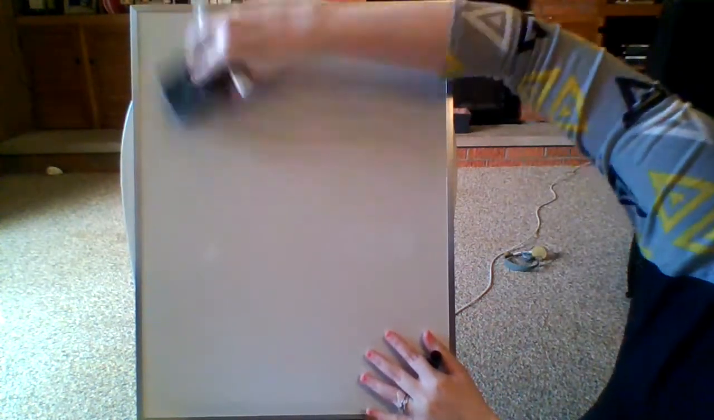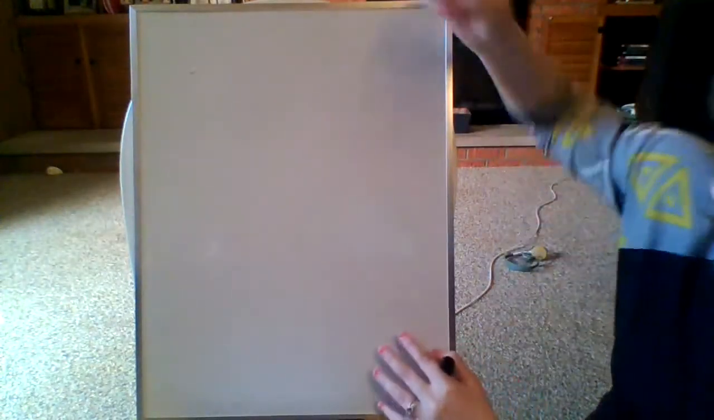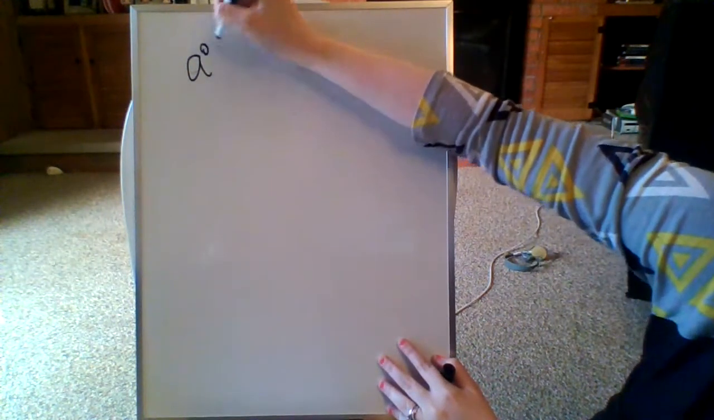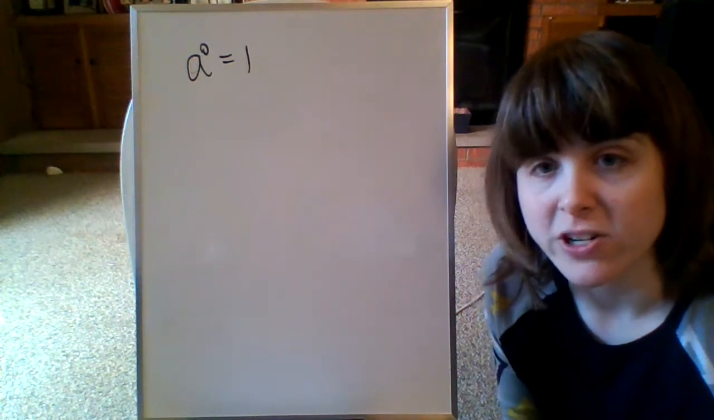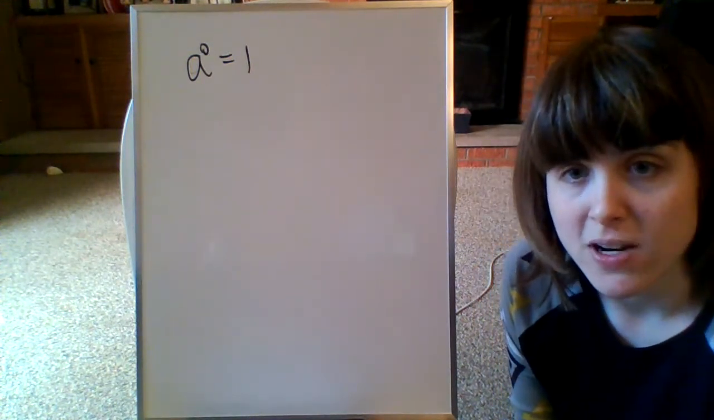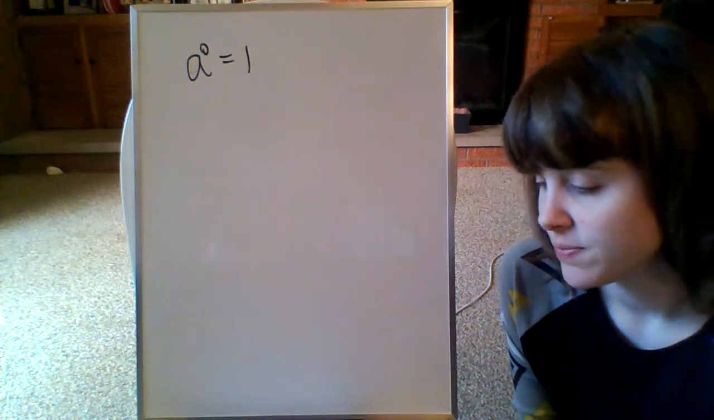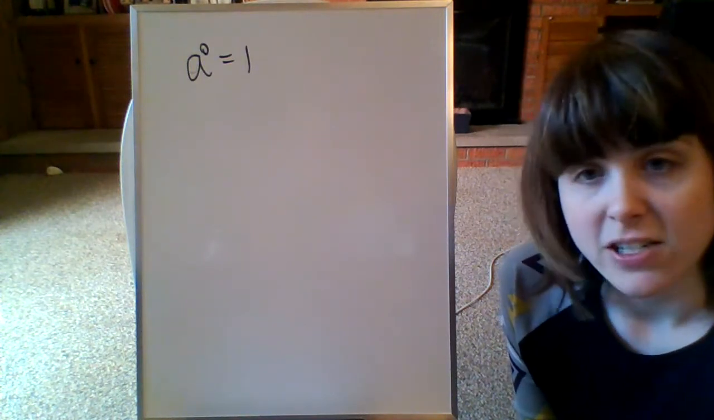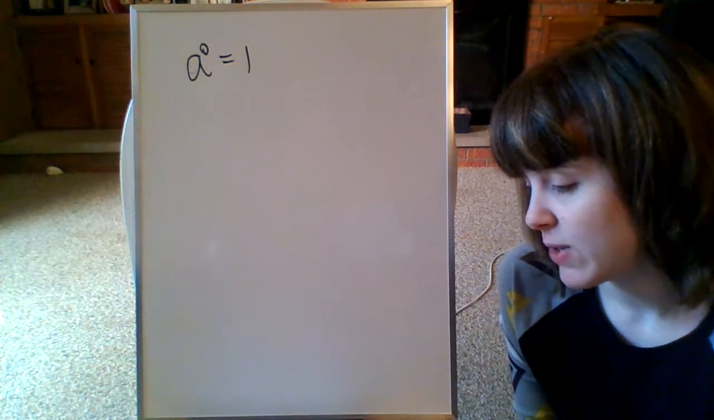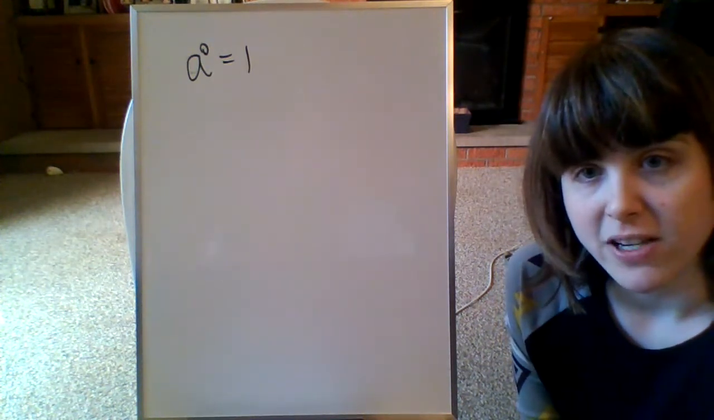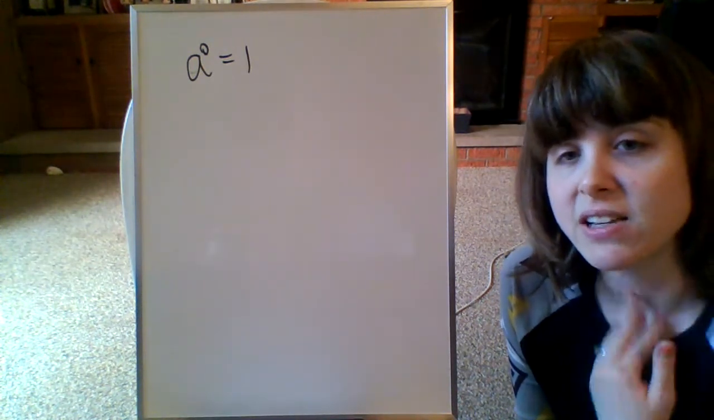Okay, and the last one is the zero rule. So anything to the 0 power equals 1. So even if it's like 297 to the 0 power, it's still going to equal 1. Alright, so are you ready to do some examples? Alright, so we have 5 examples, and then you'll have a Google form on this to fill out for the day.